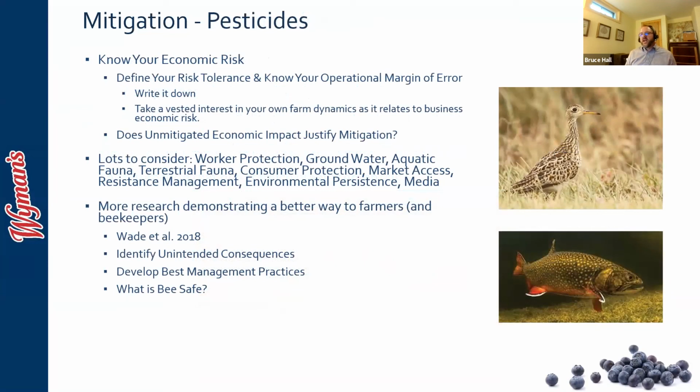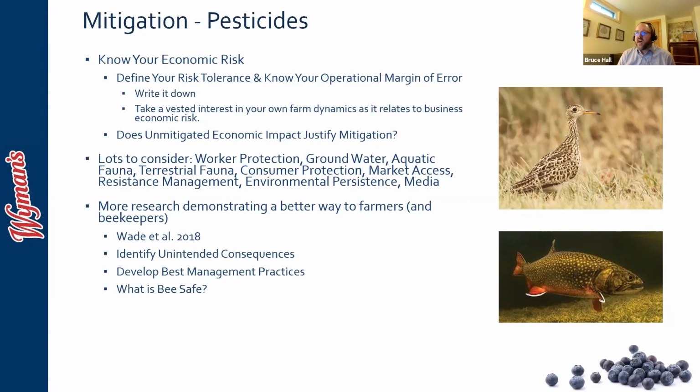You know, in pesticides, know your economic risk. Christian talked a lot about risk from all across the board. Here, I'm defining risk much more from the business perspective. Ultimately, farming is a business, and so know what your tolerance is, know your operational margin of errors, write these down, live by them. You have to take a vested interest in your own farm dynamics as it relates to your business and the economic risk that you're able to withstand.